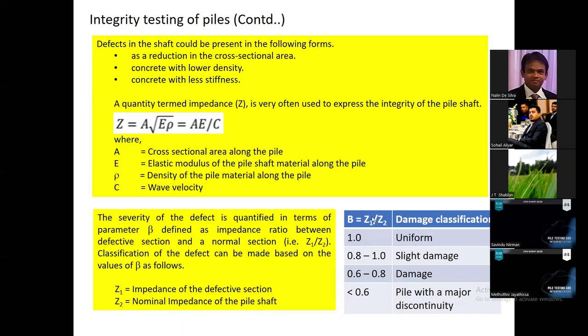If the impedance ratio is close to 1, there is no damage. The pile has a uniform cross section. If the beta value is between 0.8 and 1, there is slight damage. Likewise, the damage can be classified by referring to the impedance ratio.